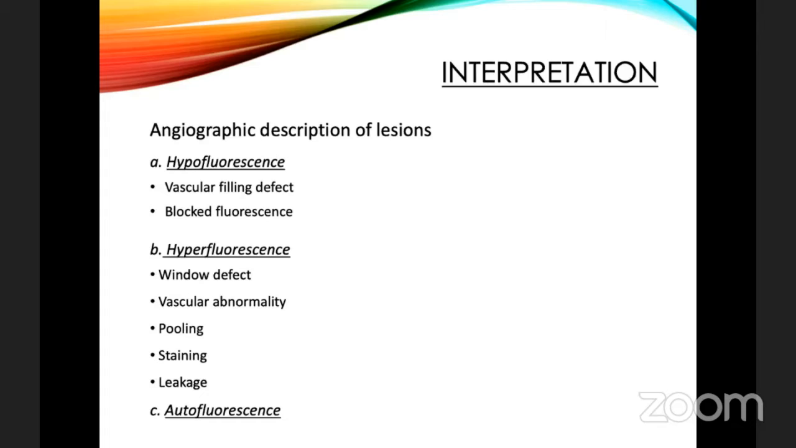Basically, the difference between pooling, staining, and leakage is: pooling is the collection of the dye in a defined anatomical space, as happens in NSD. In staining, the fluorescence increases, but the intensity and the size do not keep increasing. In leakage, the size and the intensity increase over time. Then there is autofluorescence.